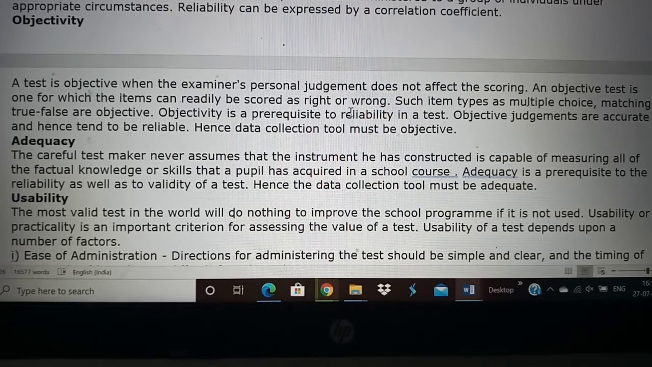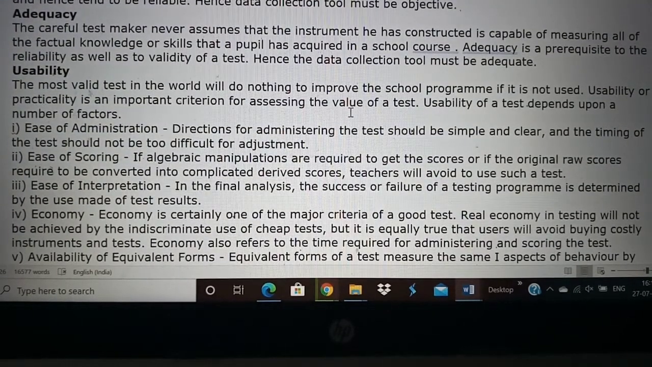Okay, the next criteria for a good research tool is the adequacy. What is adequacy? Adequacy means what needs to be measured has to be measured. You cannot measure 100% of whatever is needed, but what is relevant for your study has to be measured by your research tool. What is needed for the particular study has to be measured by the research tool. So that is adequacy. Then finally, usability.